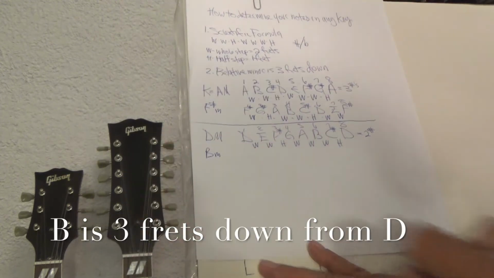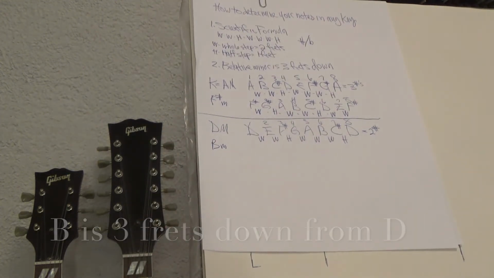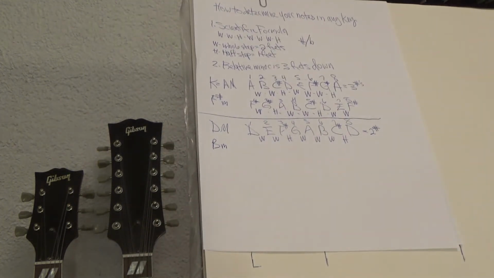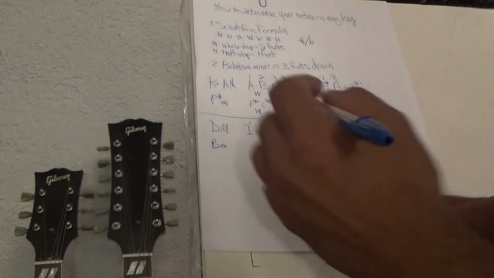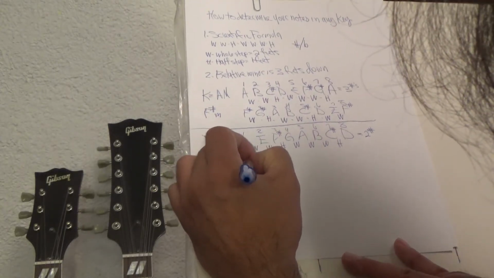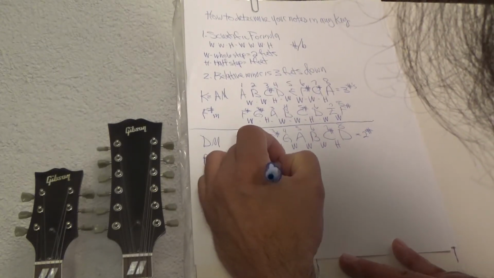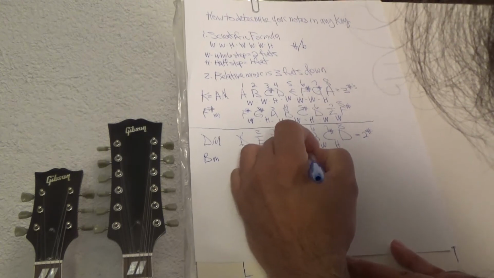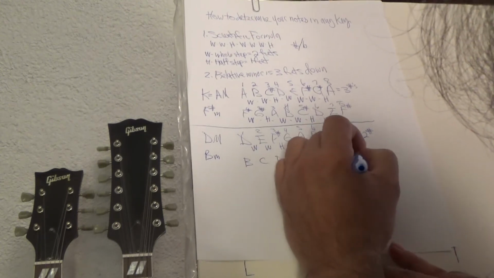If you look at your fretboard and you know where D is at the 10th fret, and you go down 3 frets, you're going to end up on the B note. So that tells me that we're on a B minor, okay? So we come here to B, C, D, E, F, G, A, B, okay?